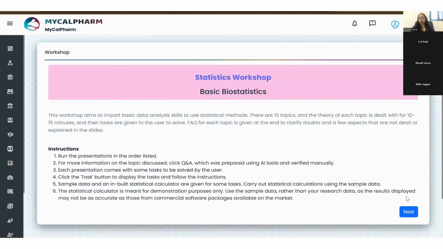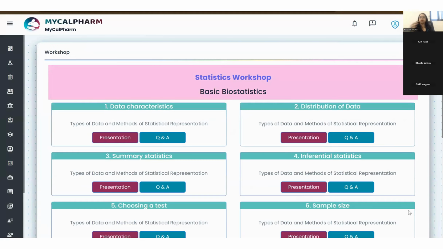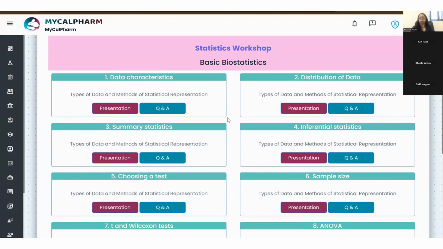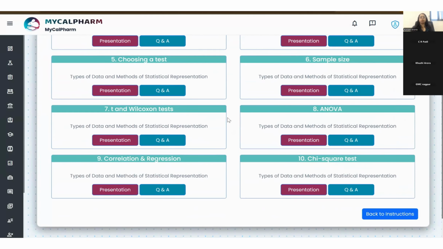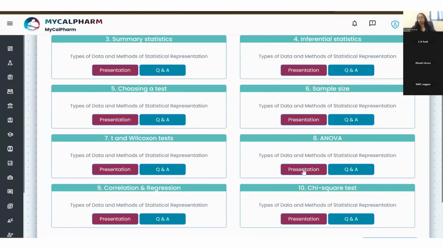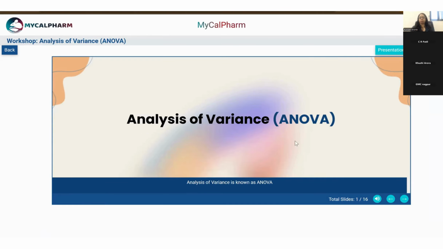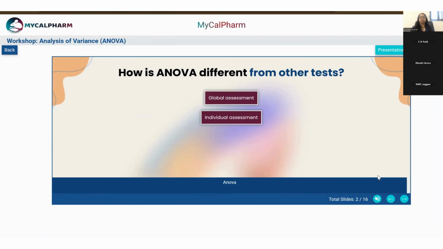Now here we have workshops also. Statistics workshops are there, and one research methodology workshop is there. In the statistics workshop, biostatistics, we can see very important experiments like ANOVA, t-test and Wilcoxon test, correlation and regression, and chi-square. I am not opening them all, not taking much of your time. You have access to all the experiments within the workshops. You can go to any one of them and open anything.